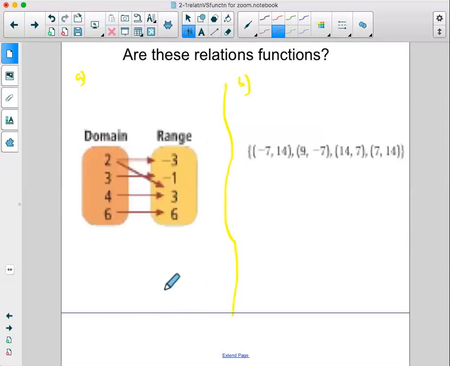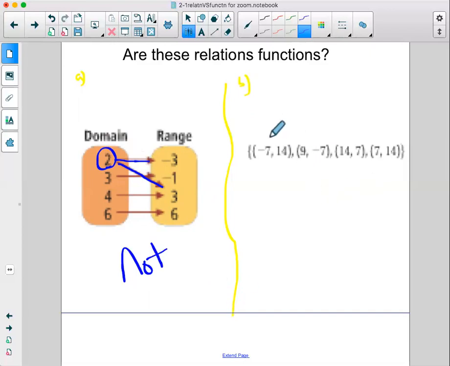So here are two other examples. Pause the video and see if you can determine if these relations are functions or not. In this case, this element in the domain corresponds with two different partners in the range. So no, this is not a function.